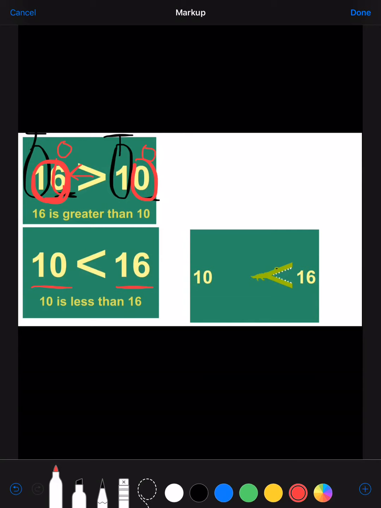Here we have 10, and then we have 16. We just switched them: the 16 now is over here, and the 10 now is over here. And the symbol has to change as well, okay? If you look over at this picture, if you were to read this, it would say 10 is less than 16, okay? 10 is less than 16. And up here, 16 is greater than 10.